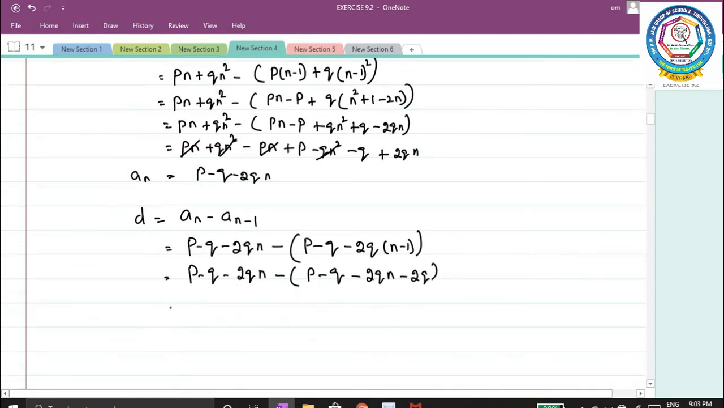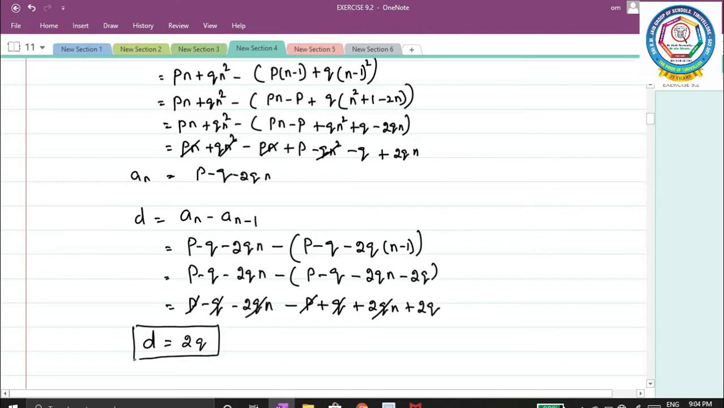Next step, P minus Q plus 2Qn. I have to remove this bracket. Minus P, minus of minus plus Q, again minus 2Qn plus 2Q. Here minus P plus P cancel. Minus Q plus Q cancel. Plus 2Qn minus 2Qn cancel. Therefore, d is equal to 2Q. Therefore, the common difference of this series is d is equal to 2Q.